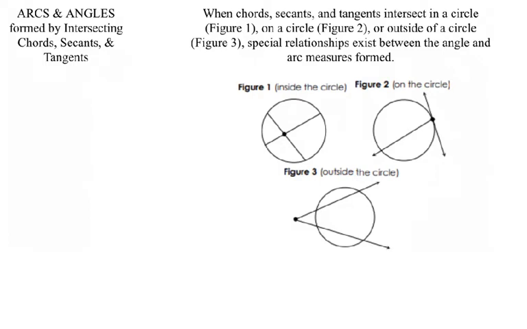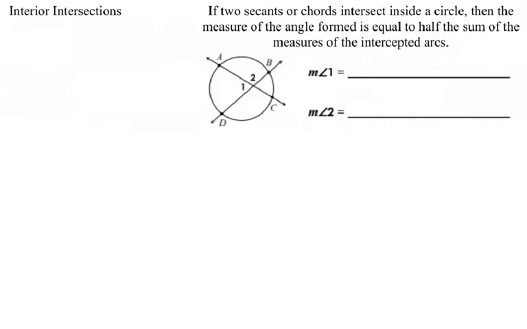So if you'll notice, here are two chords. They are intersecting inside a circle. Here is a tangent and a secant intersecting on a circle. And then here are two secants intersecting outside a circle. So that's what it's talking about.